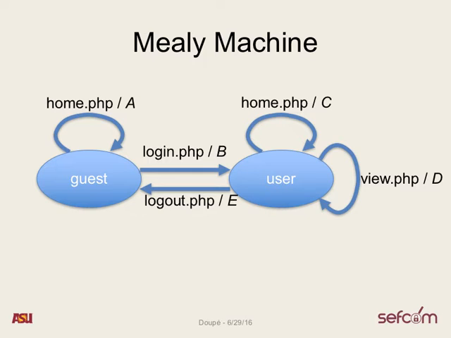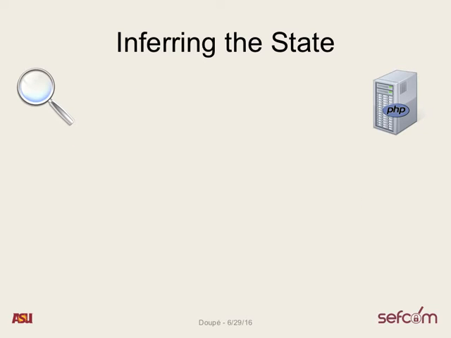And so there's an idea called a Mealy Machine, which is basically this graph augmented with outputs. So it says when I'm in guest state and I make a request to the home page, I get response A. And when I log in, I get response B. Now when I'm in this new state, if I make a request to the home page, I get response C.